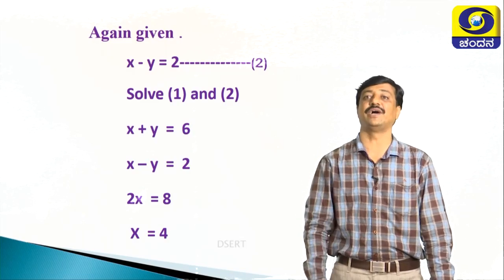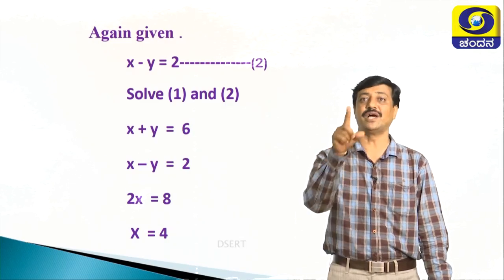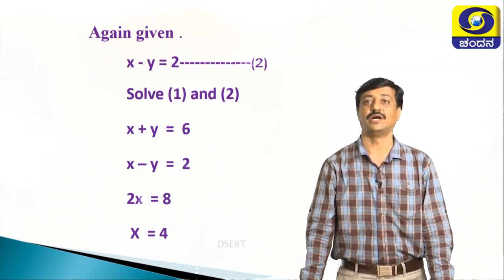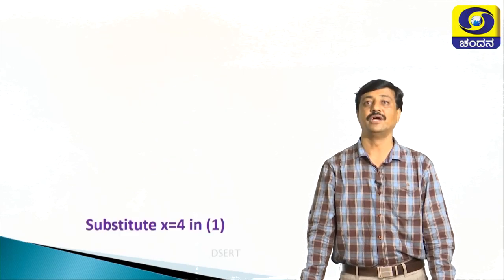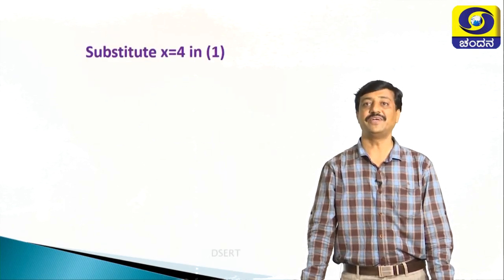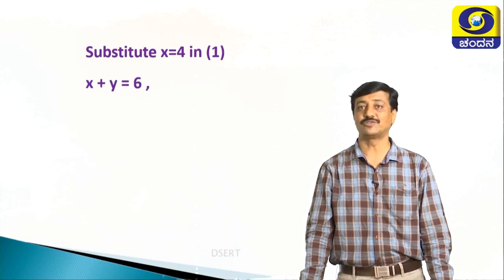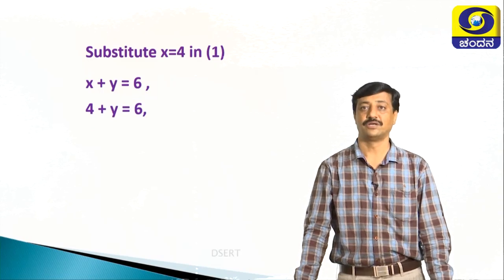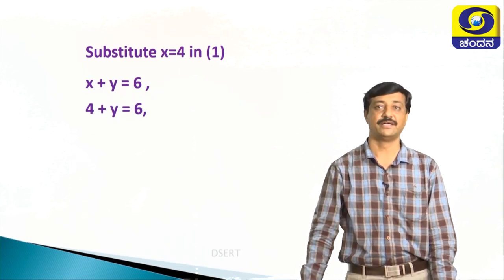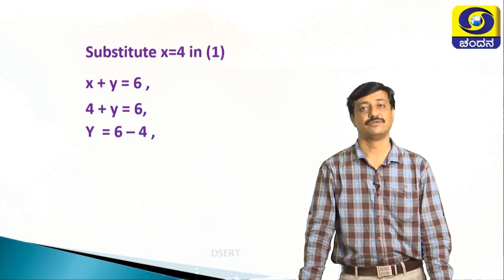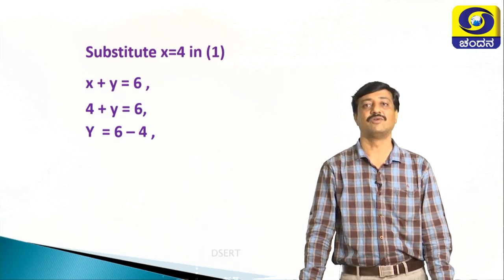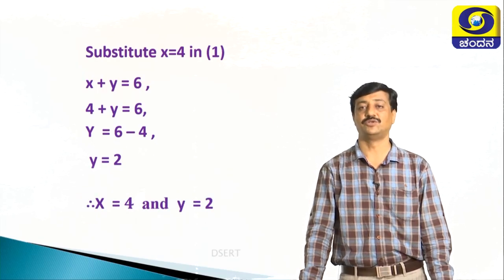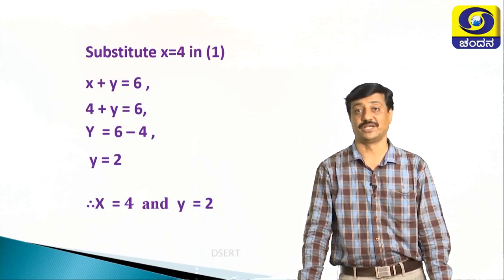After getting x value as 4, substitute x value 4 in any one of the equations, either in 1 or in 2. Now I am going to substitute x value 4 in equation 1. Equation 1 says x plus y is equal to 6. In place of x, you have to substitute 4. So transpose 4 to that side, you will get 6 minus 4, y value. So finally you will get y value as 2. X value 4 and y value 2 is the required solution.